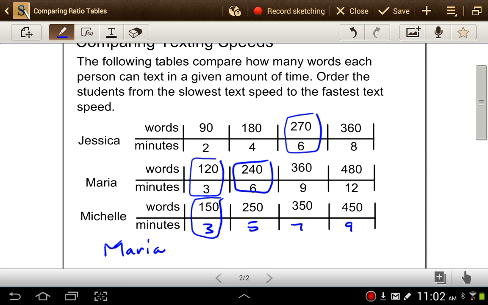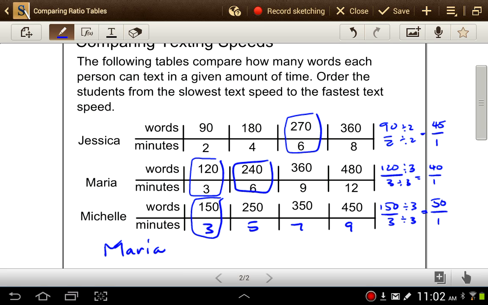I can figure out what their words per minute is. So for Jessica, I'm just going to do 90 and 2. I'm going to divide them both by 2, and I can say that she can do 45 words in 1 minute. For Maria, I do 120, although we already know what she's at. Divide those by 3, and I can tell that she does 40 words in a minute. Do the same for Michelle, 150 divided by 3. Divide those by 3, and she can do 50 words in a minute.